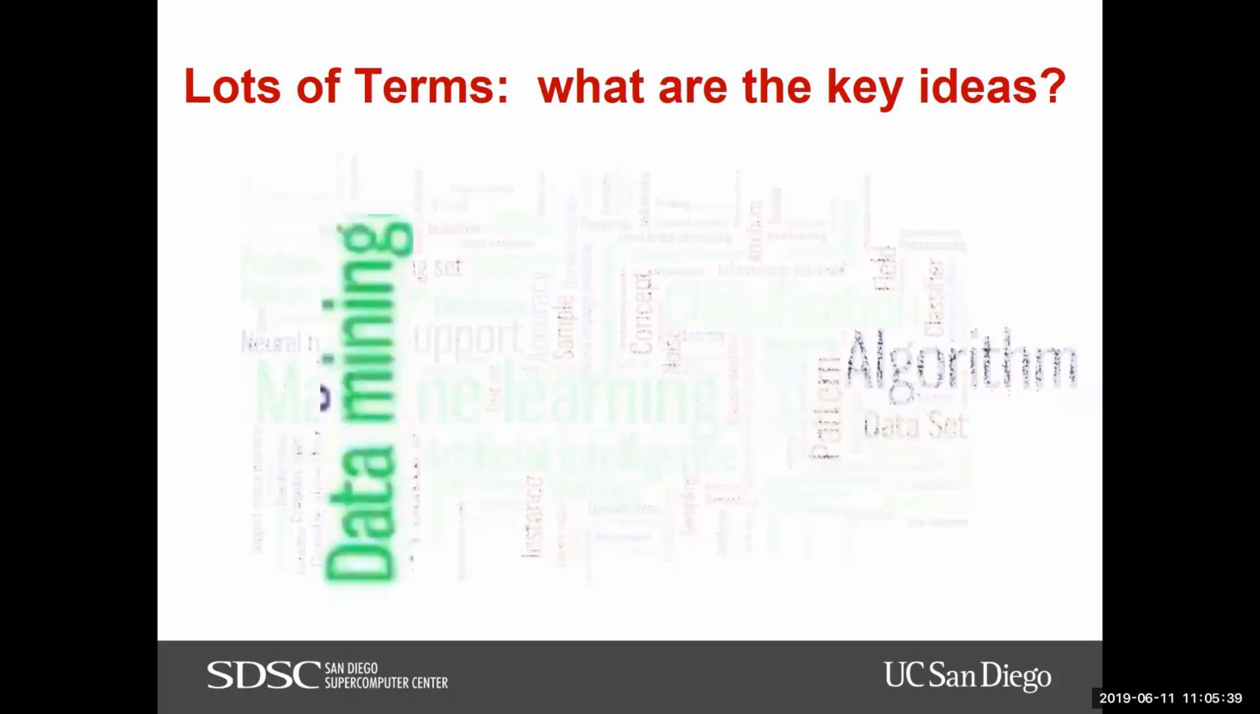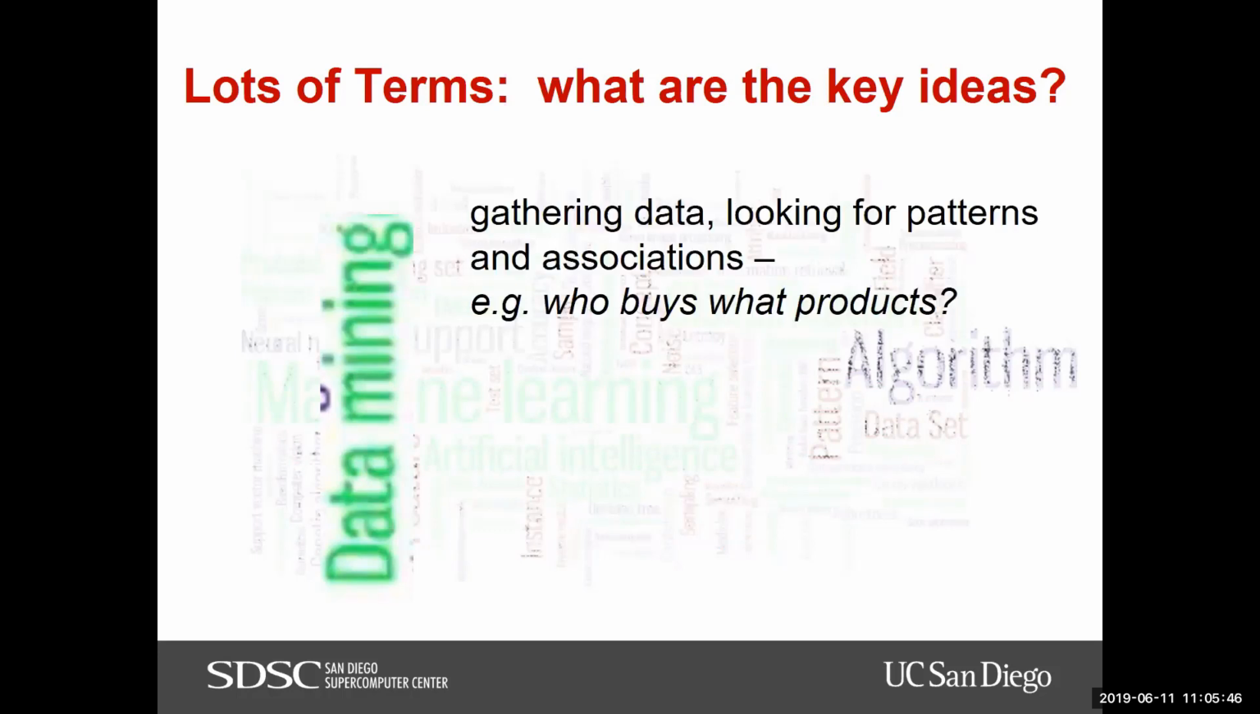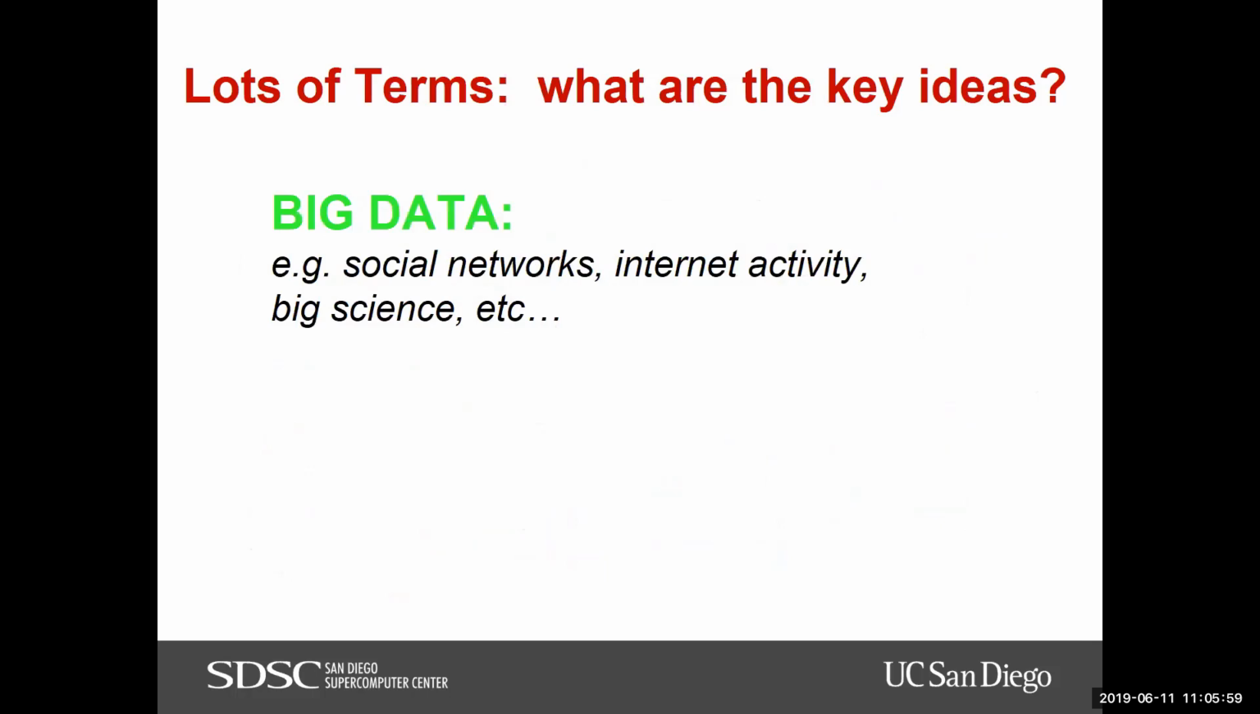This term data mining used to be a big buzzword. It's still a big buzzword, but it used to be even bigger a few years ago. And essentially, to me, data mining was about gathering data, looking for patterns and associations, like who buys what products. And it was really, I think, big because of all the internet data that became available in the last 10 years. Big data is a term that also used to be around a lot. And of course, with the internet, we now have examples of big data, like big social networks, lots of internet activity, big science.